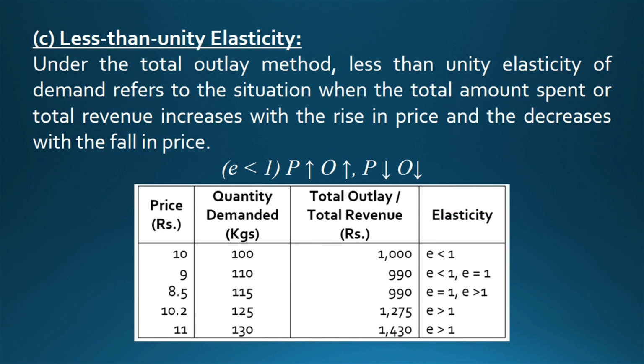C. Less than unity elasticity. Under the total outlay method, less than unity elasticity of demand refers to the situation when the total amount spent, or total revenue, increases with the rise in price and decreases with the fall in price. E less than unity, P up, O up. P down, O down.